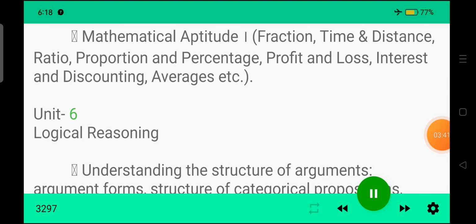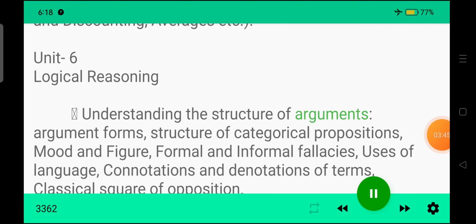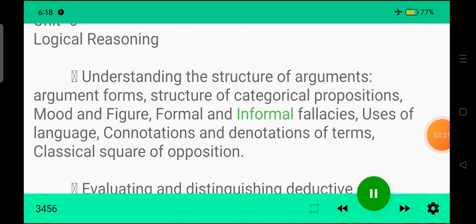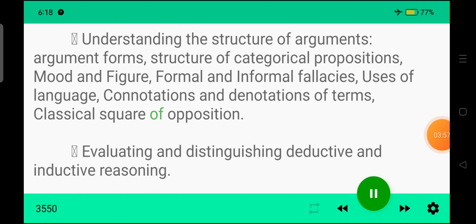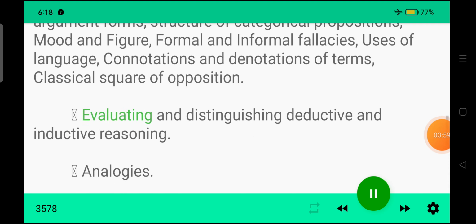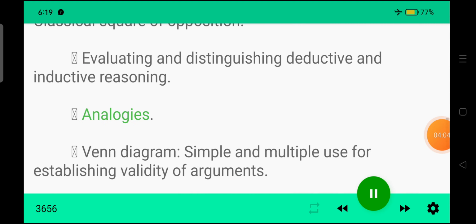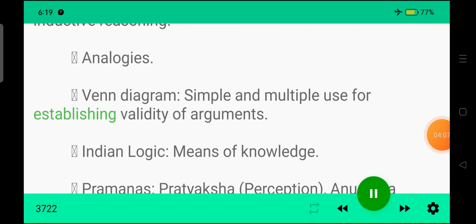Unit 6. Logical reasoning. Understanding the structure of arguments, argument forms, structure of categorical propositions, mood and figure, formal and informal fallacies, uses of language, connotations and denotations of terms, classical square of opposition. Evaluating and distinguishing deductive and inductive reasoning. Analogies. Venn diagram, simple and multiple use for establishing validity of arguments.